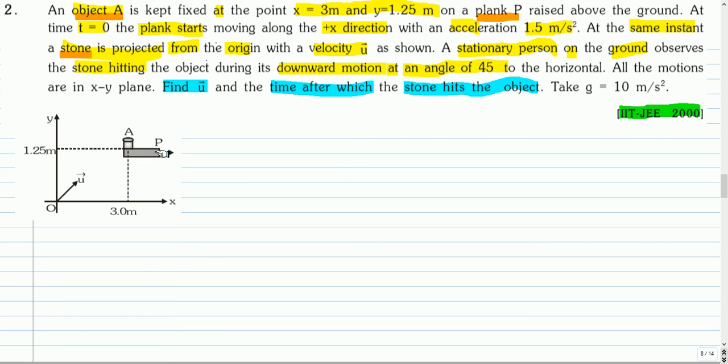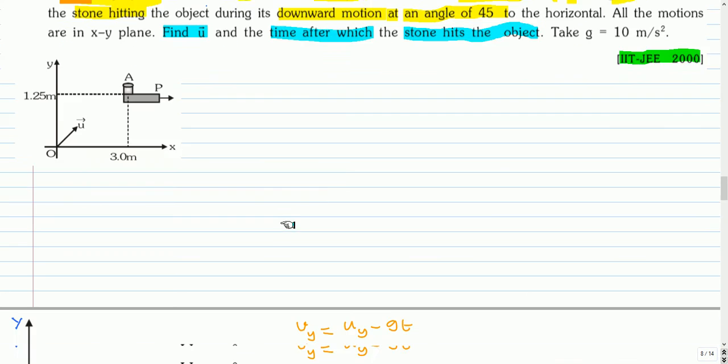So this is the plank on which there is an object. This plank with the object is kept at a distance 3 and 1.25 meter, and this thing starts moving and a stone is projected from the origin, and when this stone moves up and comes down, it hits this object A, and when it hits the object A, it makes an angle 45 degrees.